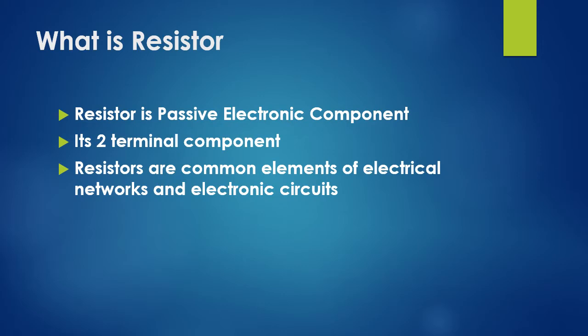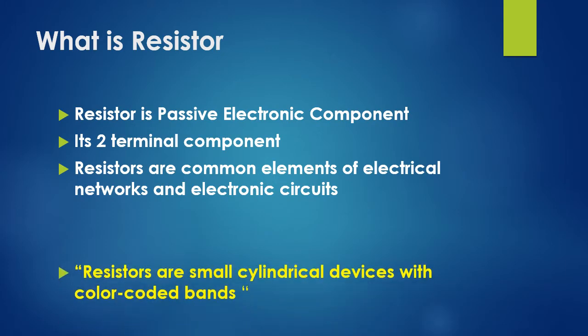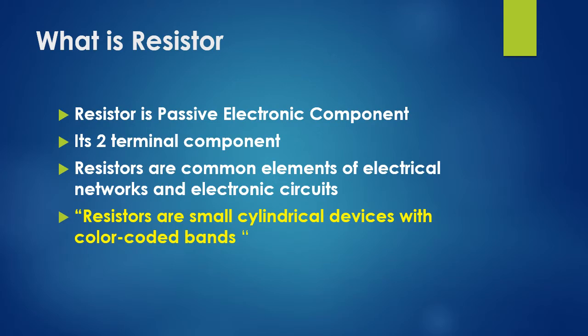Resistors are common elements of electrical networks and electronic circuits. So every circuit has a resistor. We can say that resistors are small cylindrical devices with color coded bands. If you look at a resistor, you will observe the color coded bands. These bands are useful for the calculation of the value of the resistor, and resistors look like cylinders, or they are cylindrical in shape.